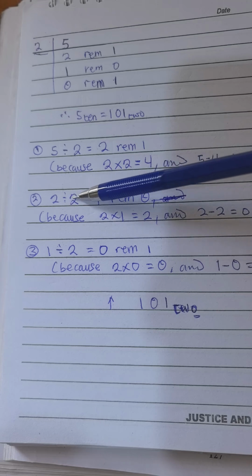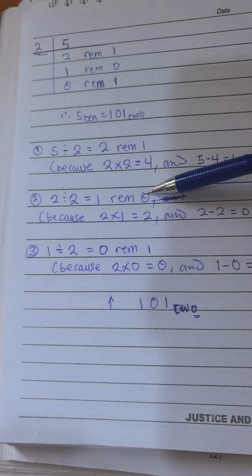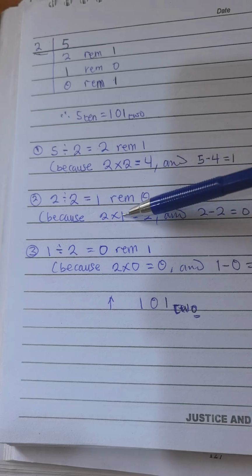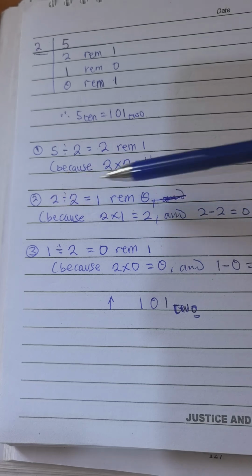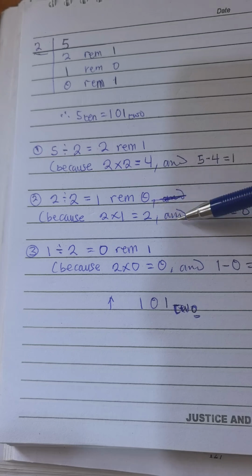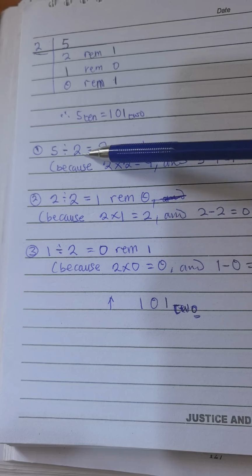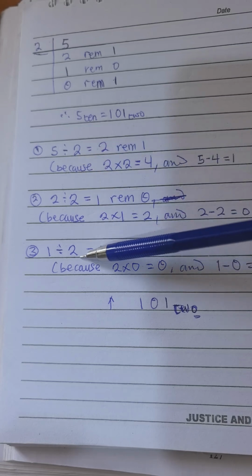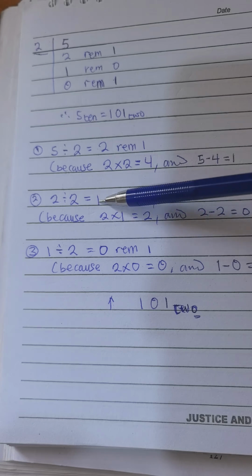So now divide once again by the 2 that we got here. That will be 1, remainder 0. How? Because 2 by 1 is what? 2. This 2 that we got, what you do is subtract it from the 2 here. And that gives us 0. Now we come down again to this 2, this 2 repeating. Now we divide by this 1, the one that we got here.